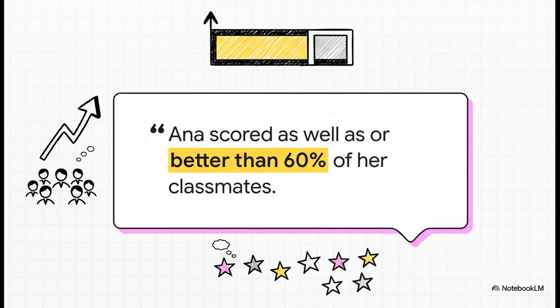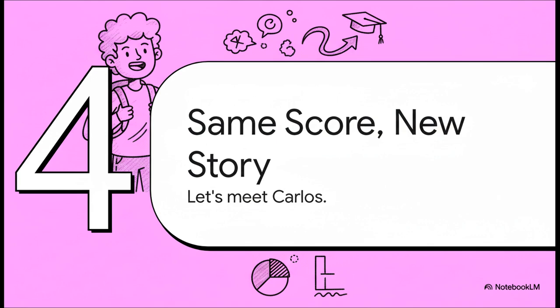So what does being in the 60th percentile actually mean? Well, it's a simple way of saying that her score of 8 was as good as or better than 60% of the other students in her class. So she's definitely in the top half, but maybe not as high up as you might have guessed from that 80% score alone. All right, now to really make this point stick, let's introduce someone else. Let's meet Carlos. His situation is going to show you just how much context really matters.